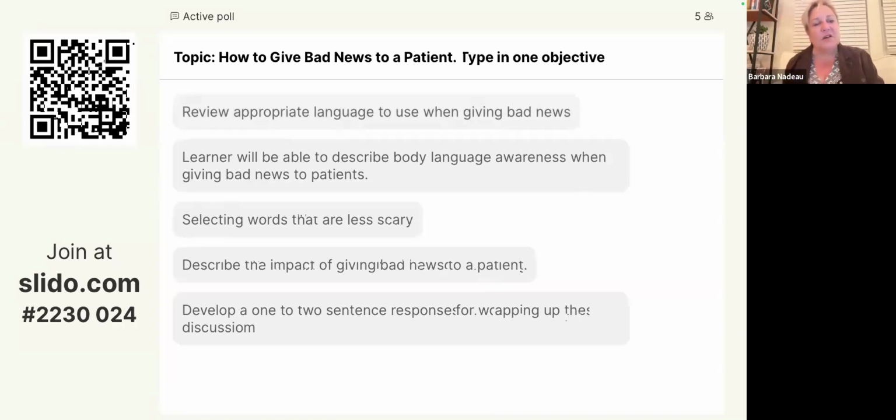Okay, so we have a few different ideas for objectives here. So about using appropriate language, thinking about body language, thinking about the words you're using, describing the impact, and developing a 1 or 2 sentence response for wrapping up that discussion with the patient.